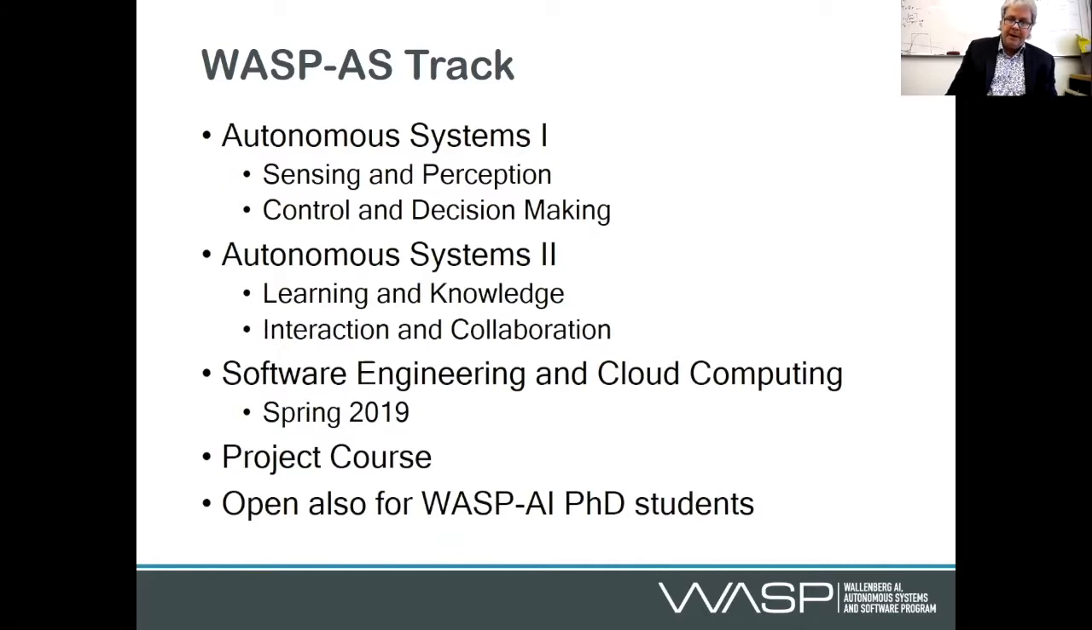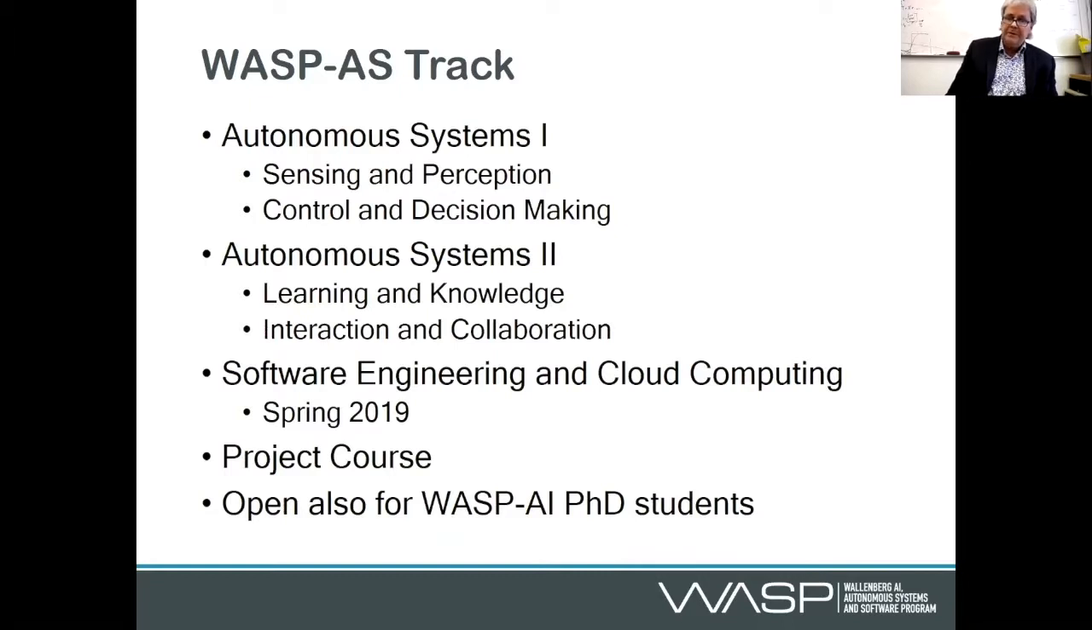The courses in WASP AS are those that are listed on this slide. And these are the courses that the PhD students that we hire now have to take. There is one course, Autonomous Systems 1, which has 2 so-called modules, one on sensing and perception, one on control and decision making. And this is the course that is given in spring 2020. Then in fall 2020, we have Autonomous Systems 2, which is on learning and knowledge and interaction and collaboration. And then 2021, we will have the course on software engineering and cloud computing for those students that we hire now. For the batch 2, this course is running right now, this spring.